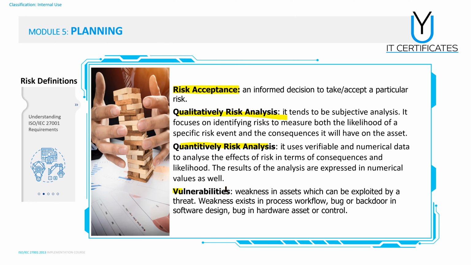What are the vulnerabilities? Vulnerability is a very important definition in the risk assessment, and it's considered as a weakness in the assets. And this weakness can be tangible or non-tangible. It can be some weakness points in a process workflow. It may be a bug in software or a backdoor. It can be a software design problem. It can be a bug in hardware, an asset, or a control, and so on. Then any weakness in the asset, whether it is tangible or non-tangible, will be considered a vulnerability.